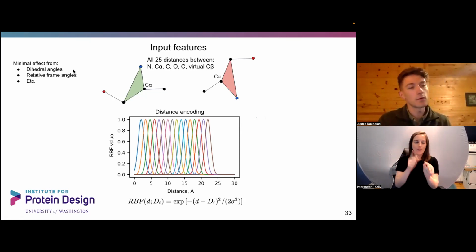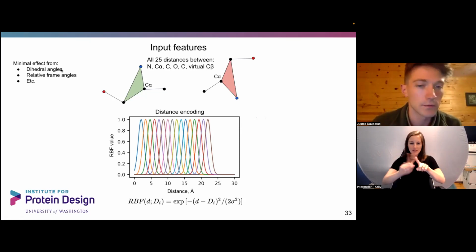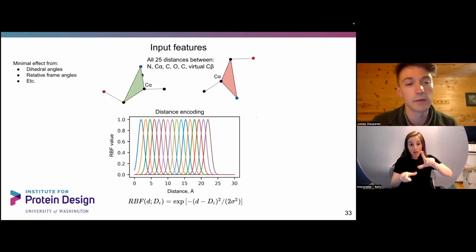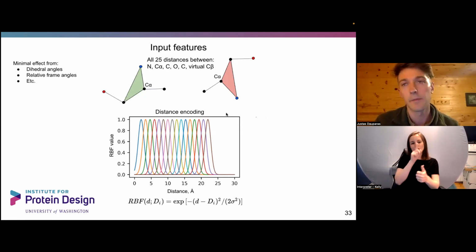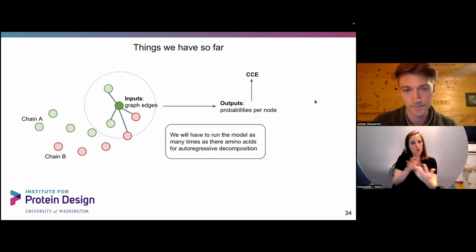We tried all the different variations with angles, so giving dihedral angles as an input, relative frame angles, and so on. It really does not work as well, or doesn't add on top of what the distances give. So distances are probably a better inductive bias. Maybe it's easier for the model to learn what's going on. So just giving distances between all the atoms.